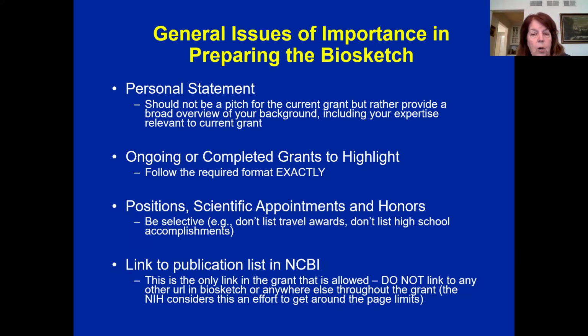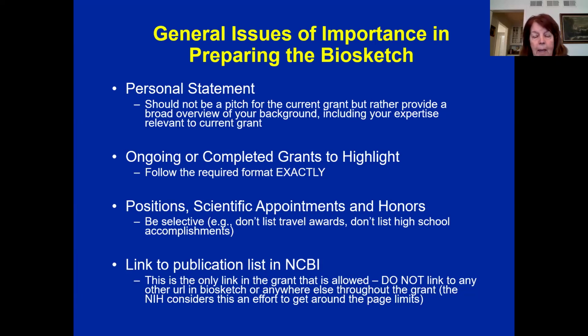The next section that's about ongoing and completed grants to highlight, you have no flexibility here. You have to put these grants in exactly the right order as I show you, because otherwise the Office of Research Affairs will hold up the application and make you change it. The section on positions, scientific appointments, and honors. Again, I'm going to go over that, but I just want to emphasize in the beginning that you should be selective. Even if you're young and you want to include an awful lot of things to make it look impressive, I don't think it's a good idea to include travel awards. I don't think it's a good idea to include high school accomplishments. I say that because actually I've seen Biosketches that have that sort of thing in it, so that's why I'm saying it.